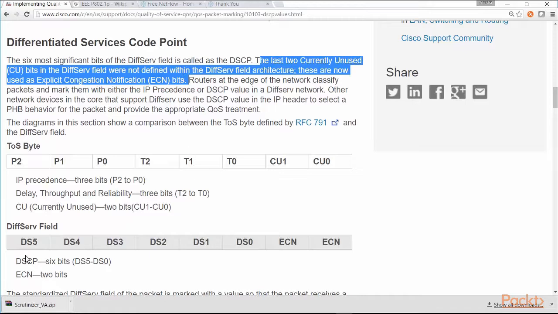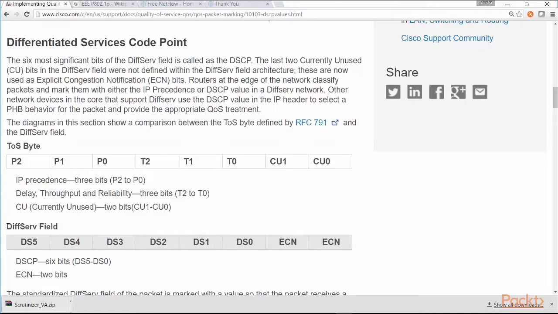So basically what it is that you have 6. It's called a diffserv field. We use 6.